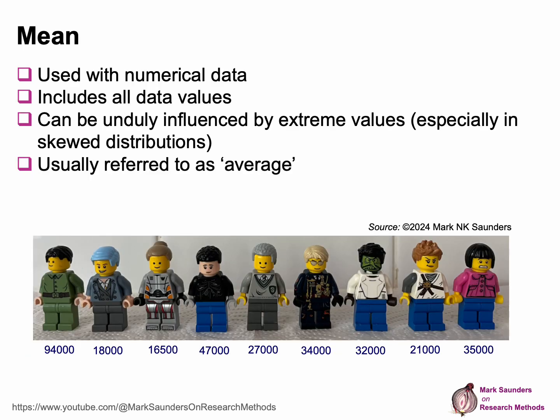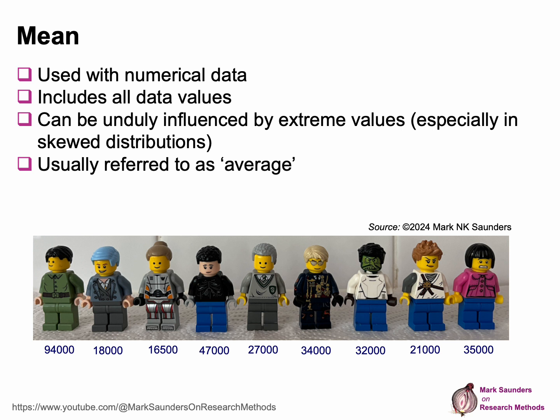The final average we're going to look at is the mean. This is known as the arithmetic mean, if we give it its full name, and it's again used with numerical data. But this time all the data values are included in our calculation. So that means the highest value of 94,000 and the lowest value of 16,500 are both included. And this means that our data can be influenced by these extreme values. And this is especially so for distributions which are skewed. That means they're not symmetrical around the mean.